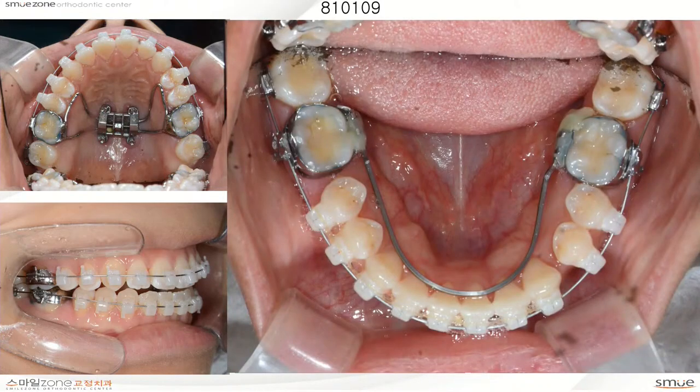In cases like this, even MARP cannot separate the maxilla in some patients. MARP does not work. Even MARP cannot spread the maxilla. What is it? MARP. Yeah.